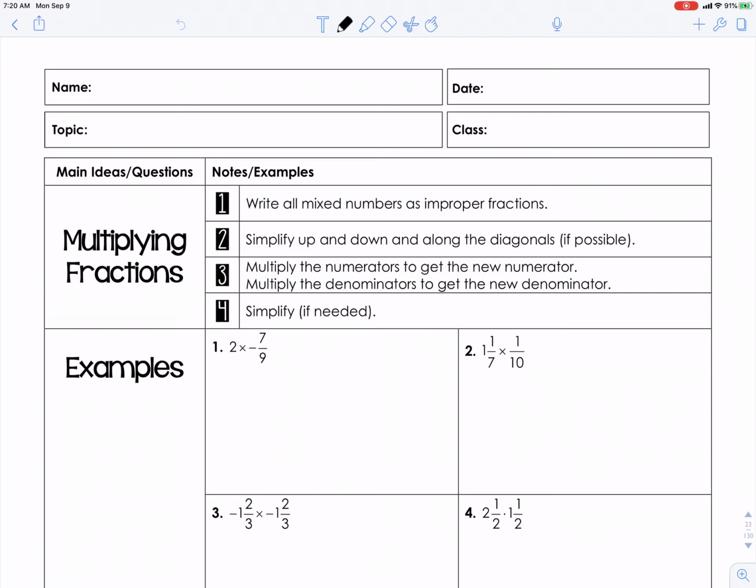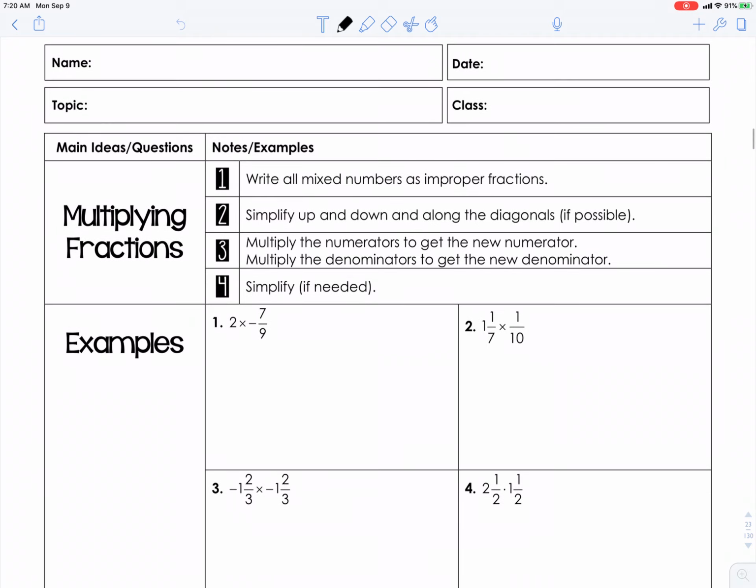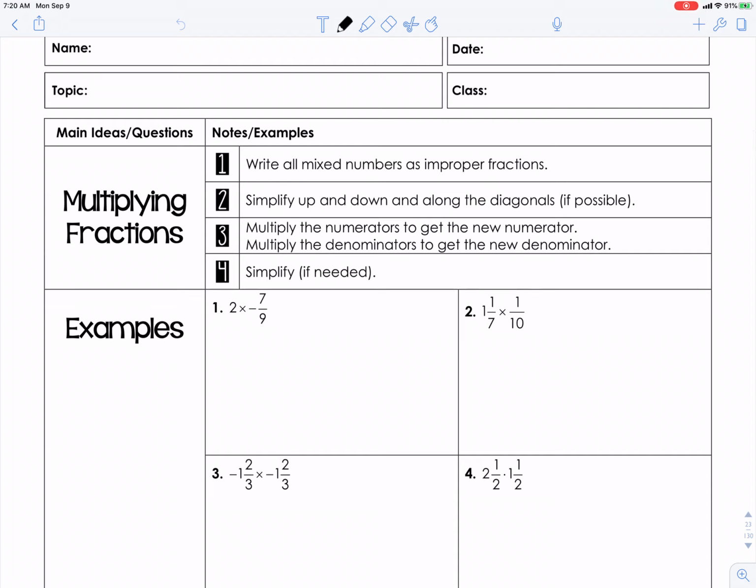This is notes for Unit 1, Lesson 6, Multiplying Fractions. Multiplying fractions is one of the easier things to do with fractions, if not the easiest, because really it just ends up being multiply straight across. So let's get into this one. It's pretty simple. We'll go through these notes and examples and a couple of example problems, and hopefully it'll be a pretty quick lesson.